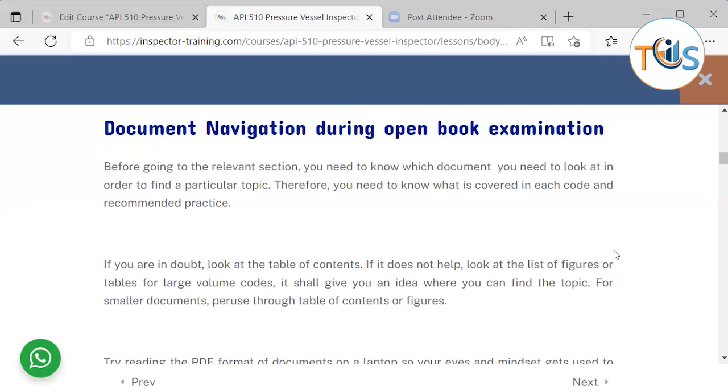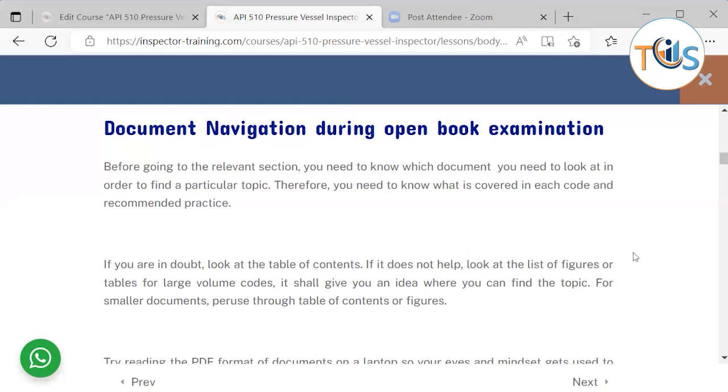And secondly, if you cannot find the particular thing and it is taking a lot of time to find the relevant information, then you can look at the table of contents to see which section you should go to. If that doesn't help you, then you can go to the list of tables. Each of these codes always has a list of tables. Because the number of tables is not as much as the table of contents, it's much more concise, or the list of figures. From there, you can quickly find out which section you should go to, and then zoom in.